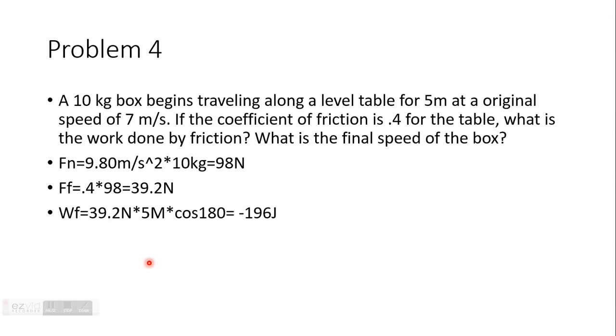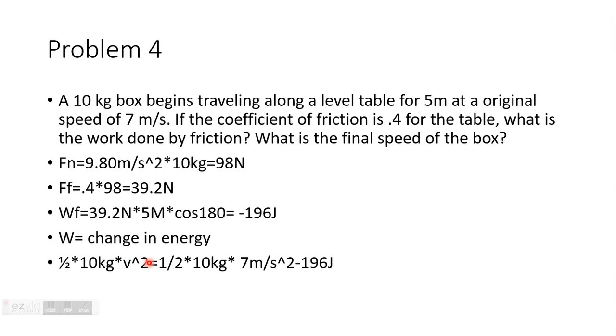You're losing energy due to friction, and thus your final speed is going to be less than your initial speed. So we'd say that work is equal to change in energy, and that the final energy is equal to the initial energy minus the energy loss due to friction. Solving for V, we would get that V is about 3.1 meters per second. So you see that it more than halved its speed due to this. Friction halved its speed in just 5 meters.